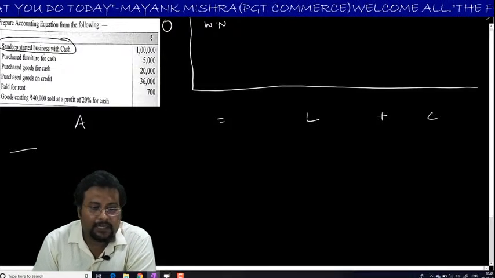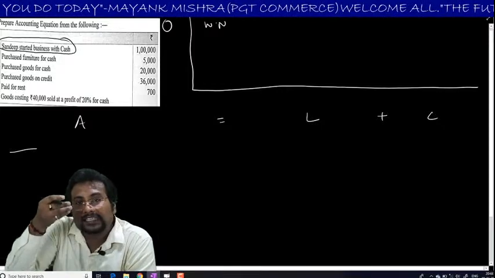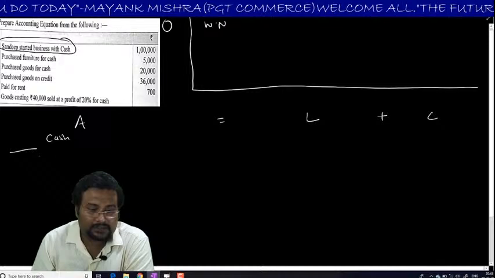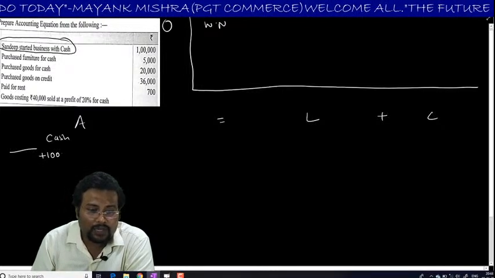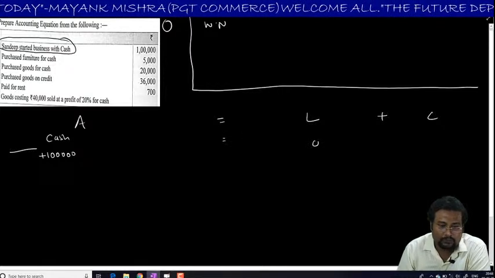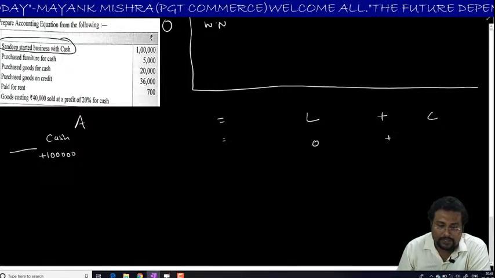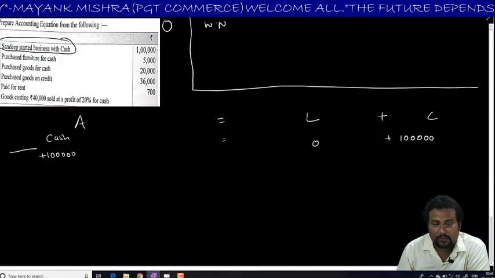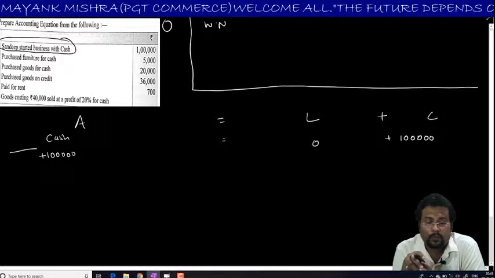In assets, Sandeep started business with cash. What is coming into the business? Cash is coming into the business. So we write down here cash. And how much cash is coming? 1 lakh. So we plus 1 lakh rupees in the cash column. In liability, it is 0. And in capital, it will again increase by 1 lakh rupees. So why will the capital increase?